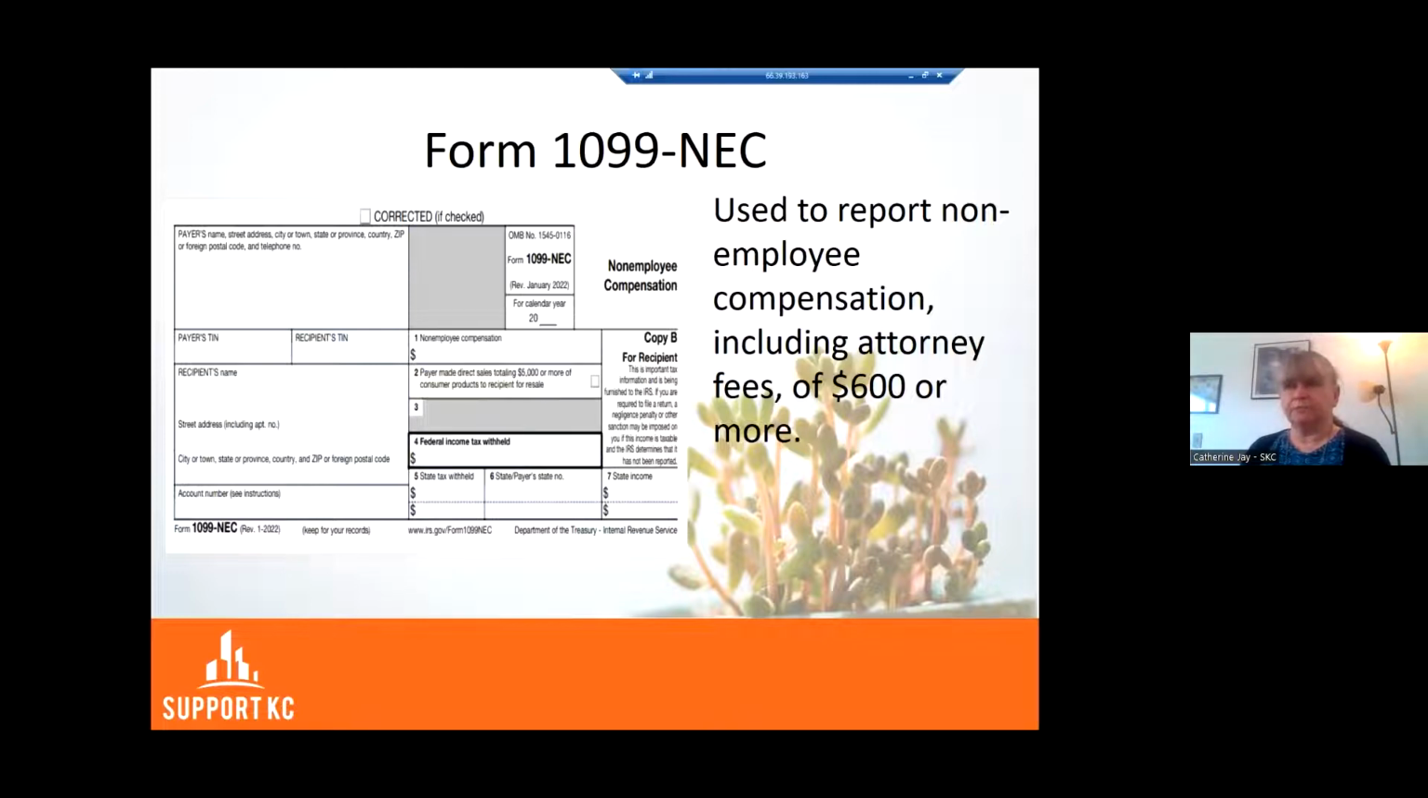When they came back with this NEC form, what happened was on the miscellaneous form, they moved the box 7 that had been on the miscellaneous form over to the NEC form. And the NEC is due to the independent contractor by January 31st, either by mail, or if you have them set up in a payroll system that provides it electronically, it needs to be accessible through the system by January 31st. And it also needs to be e-filed or mailed in to the IRS by January 31st.